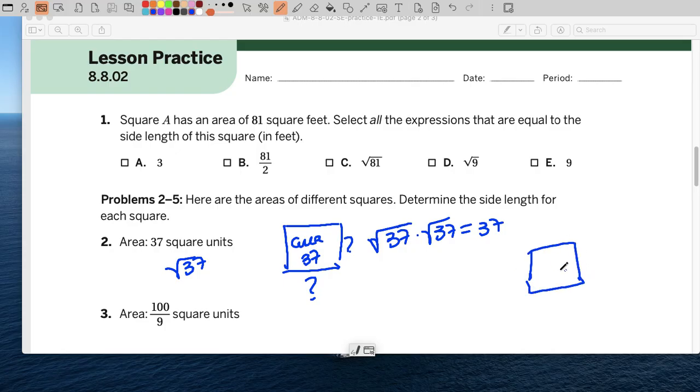What if the area was 100 over 9? What two numbers did I multiply to get 100 over 9? Well, that's not that hard, right? Oh, it's going to be 10 over 3. 10 times 10 is 100. 3 times 3 is 9. So this was 10 over 3.